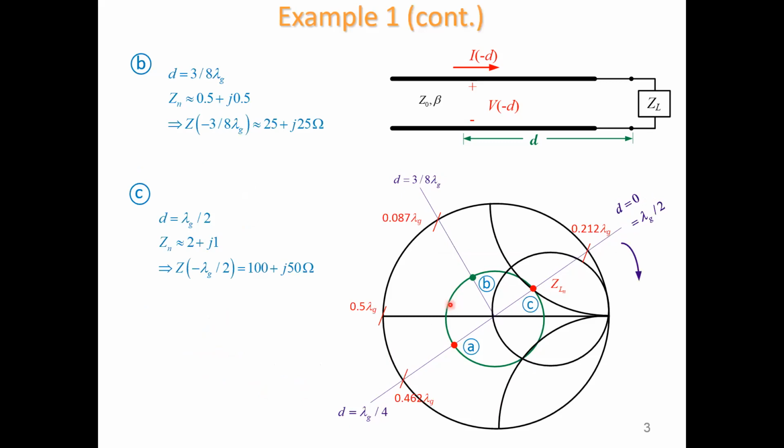Now see this point, what is the value of lambda g? And this point, what is the value of lambda g? This point, this point, this point, this point. At 3/8 lambda g, this is 0.5 plus 0.5. This is 0.5 plus 0.5. Half lambda, 2 plus 1, half lambda this one.